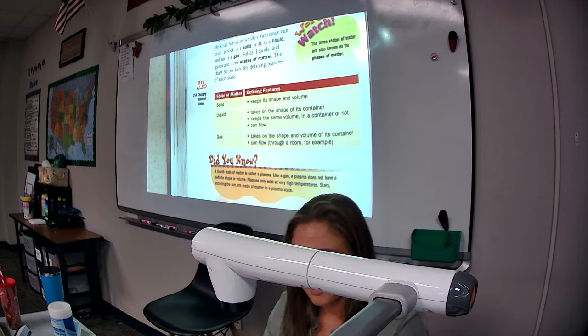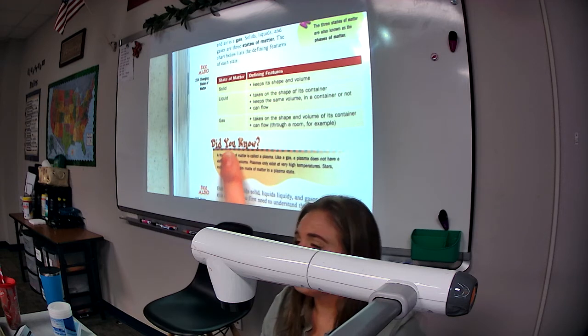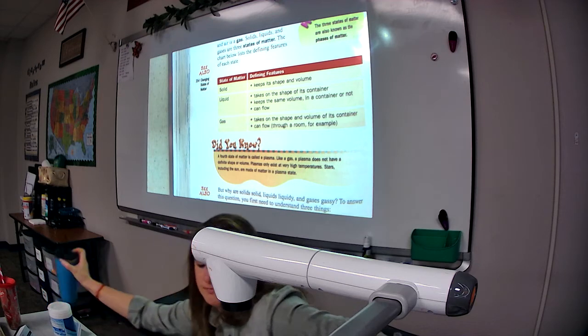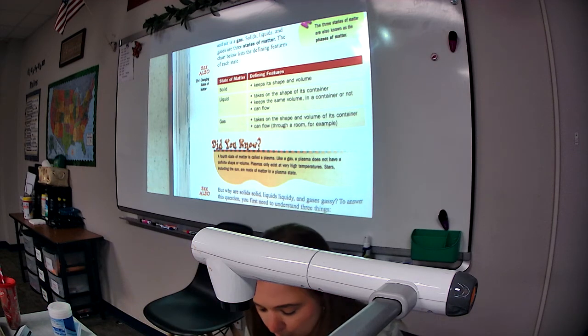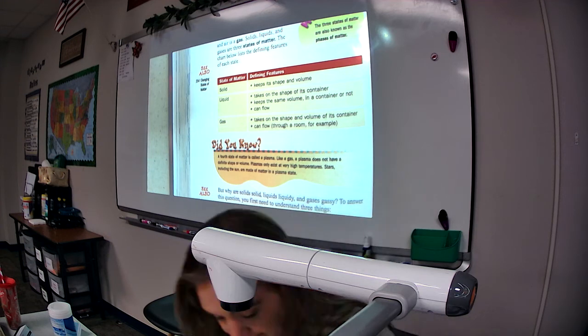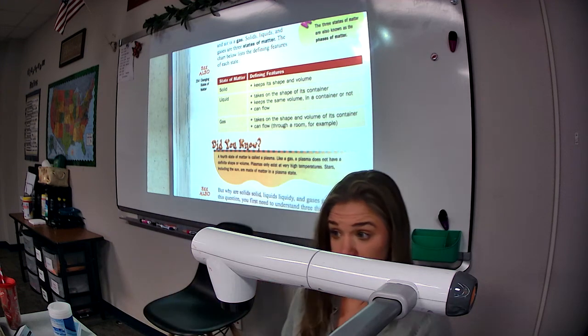Okay? First, did you know? Read this one, please. Ethan H. A fourth state of matter is called plasma. Like gas, plasma does not have a definite shape or volume. Plasma only exists if it's at very high temperature.